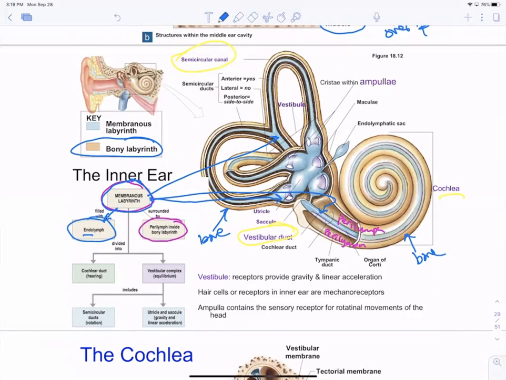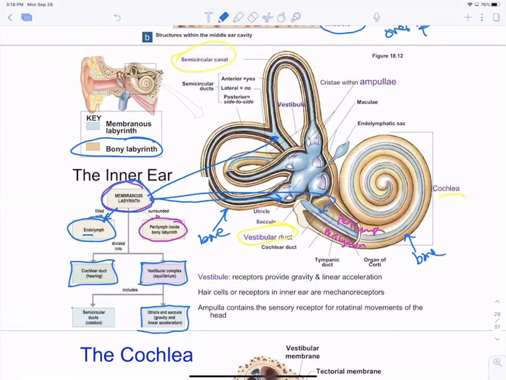Both structures, this bony labyrinth with perilymph inside surrounding the membranous labyrinth with endolymph inside, go for the cochlea, which houses the sensory receptors for hearing, and the vestibular complex, which is for balance and equilibrium. And again, the vestibular complex can be broken down into the vestibule, which is the utricle and saccule. This is for linear and gravity, sensing linear acceleration or deceleration, and gravity going up or down.